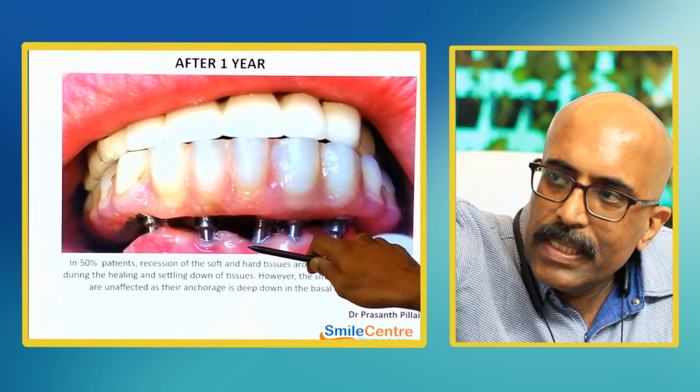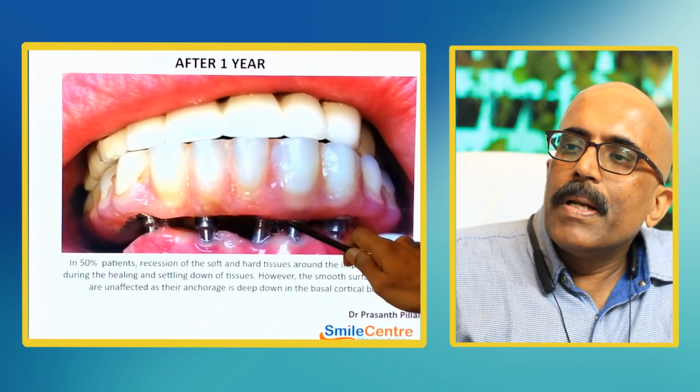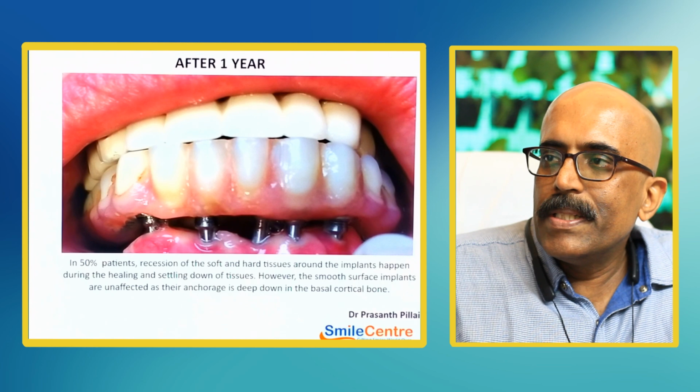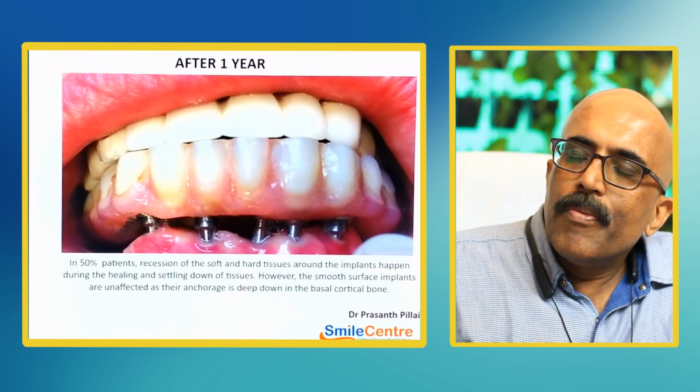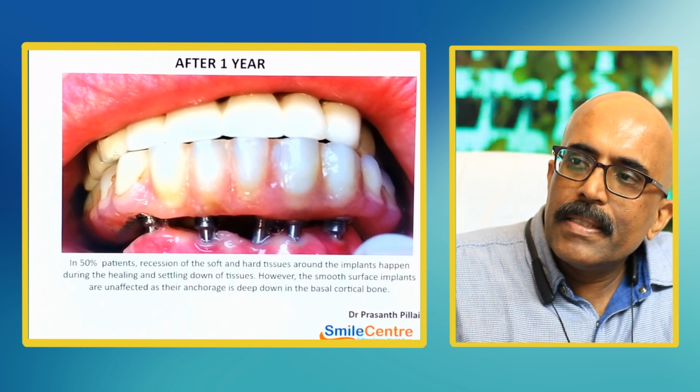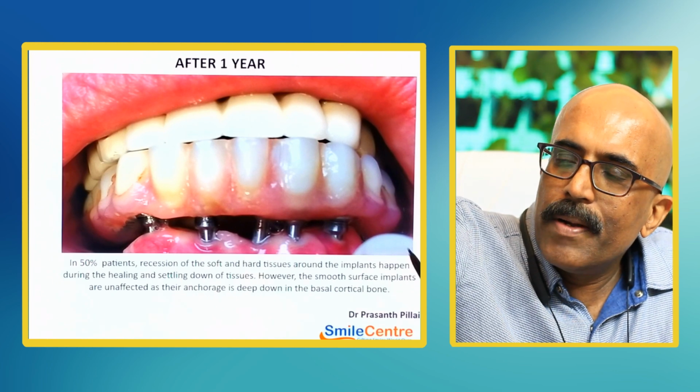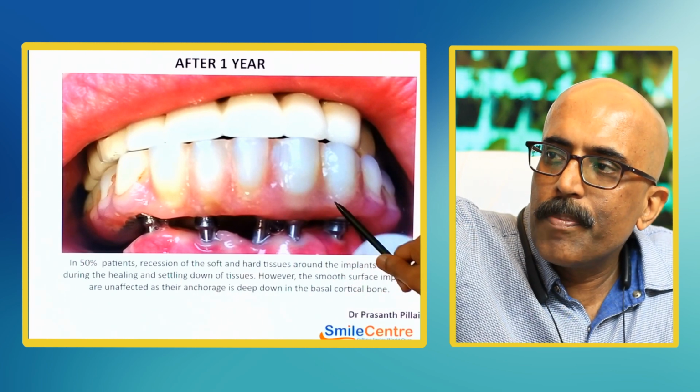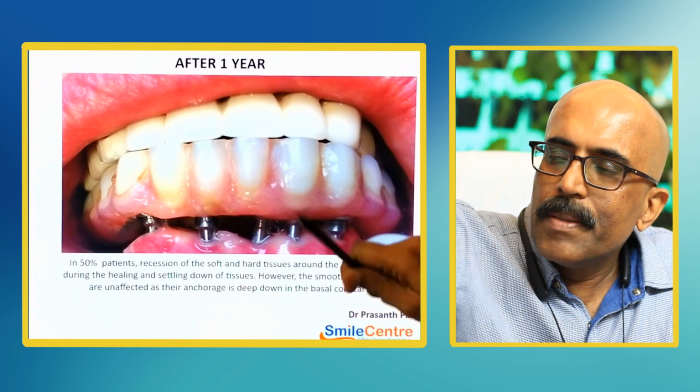Now after 1 year, 50% of patients develop this sort of recession. You can see a small recession of the gingiva, but this happens only in 50% of patients, and therefore we always forewarn patients that the first set of prosthesis we provide will be an interim one. It is not a permanent one. So this is an interim prosthesis.